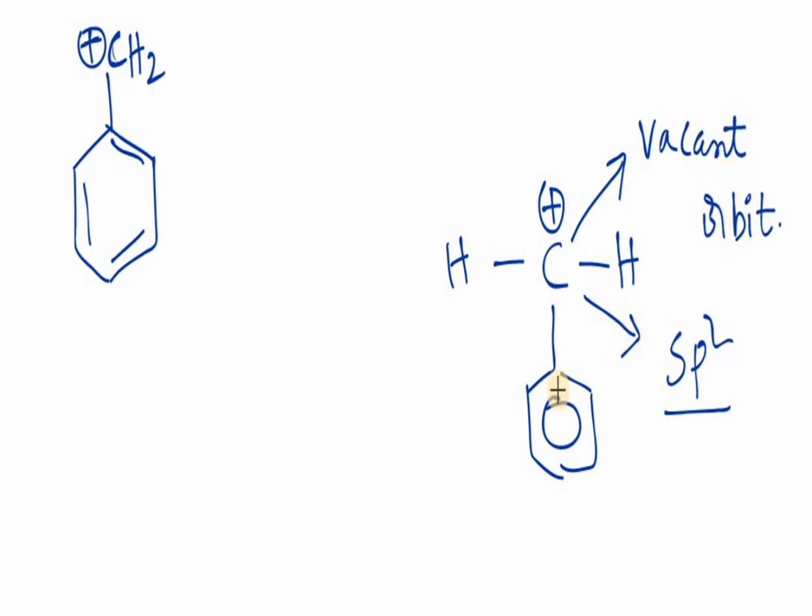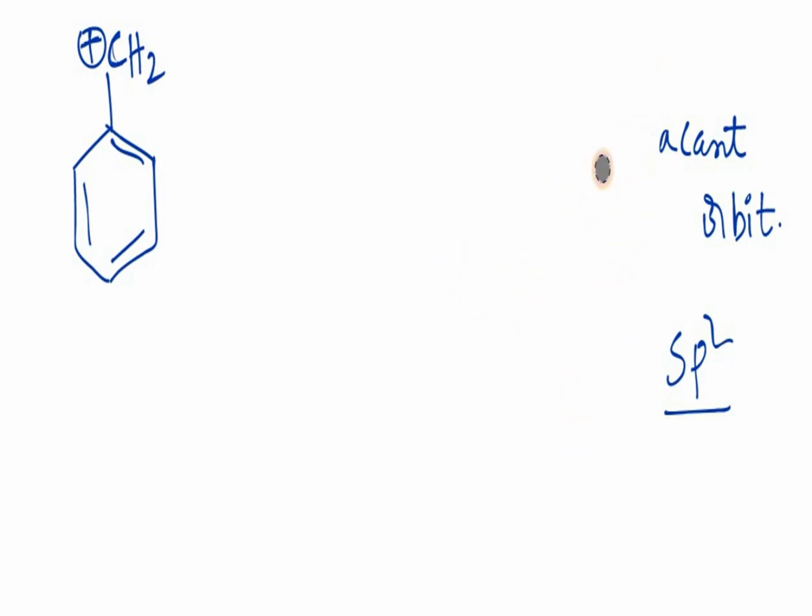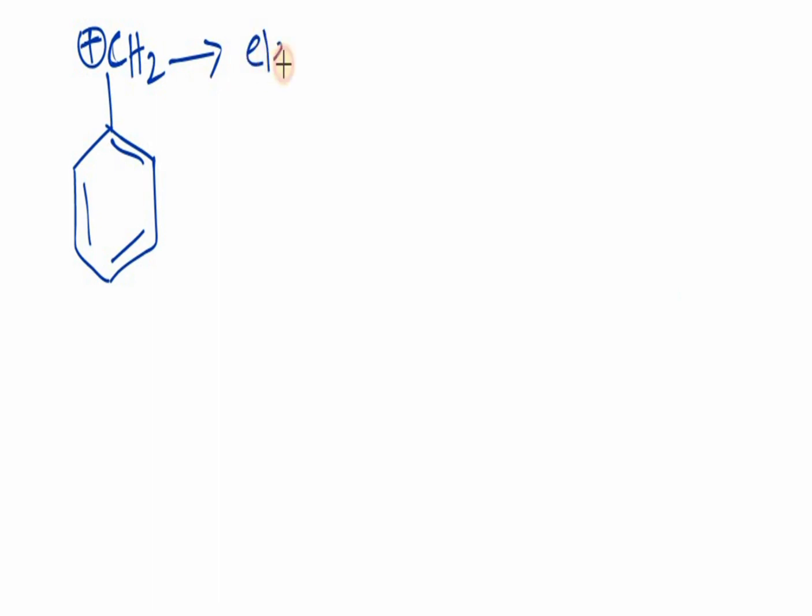Okay, it is having one vacant orbit. Vacant orbit means there are no electrons in that vacant orbit. So that is why, as it is electron deficient now, this carbon is an electron deficient carbon. As it is electron deficient, it needs electrons. As it is having positive charge, carbon should have 4 bonds. So it is having only 3 bonds, means it is electron deficient. It needs electrons.